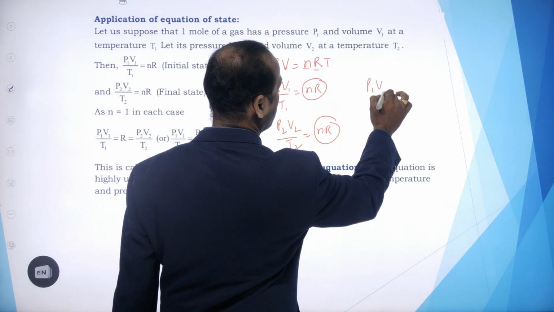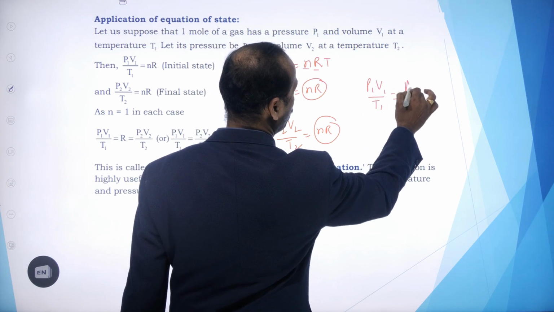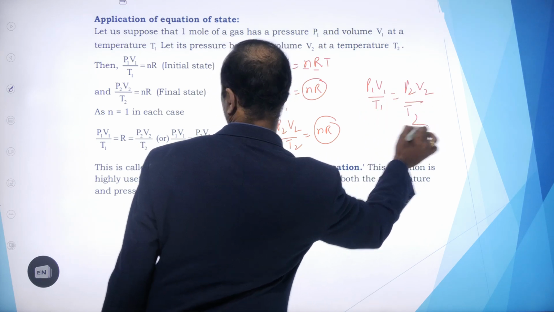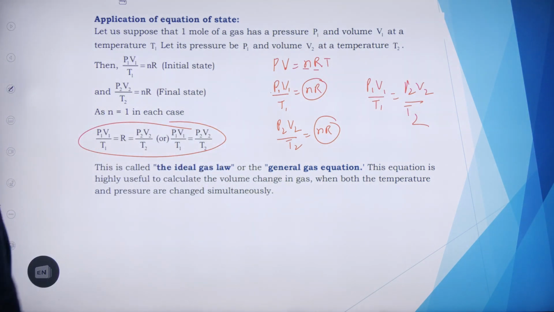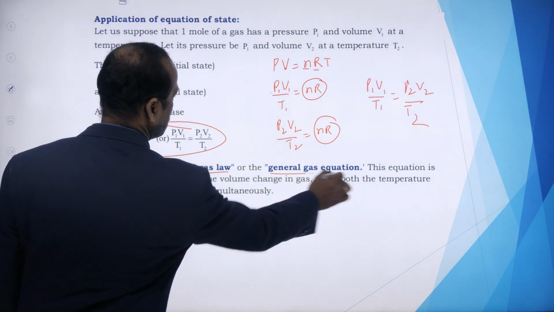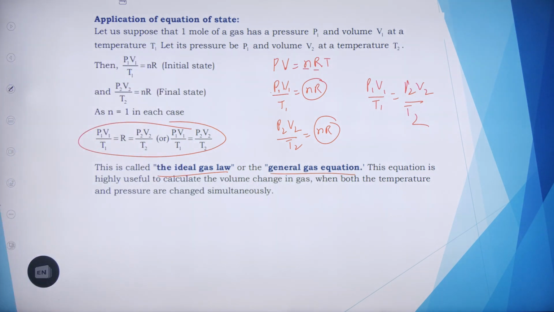So P1V1 by T1 is equal to P2V2 by T2. Like this we can write the equations. This is about the ideal gas law, and this is called the general gas equation. So this is very important.